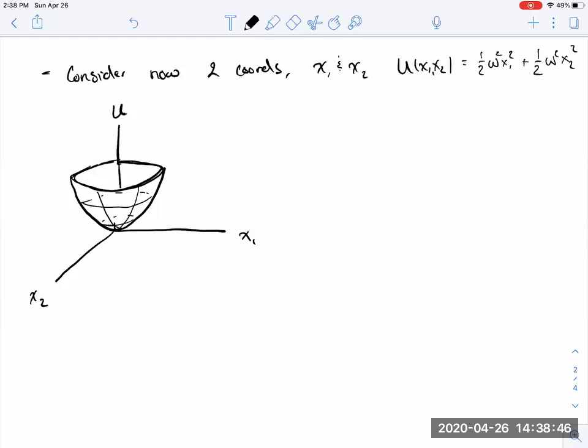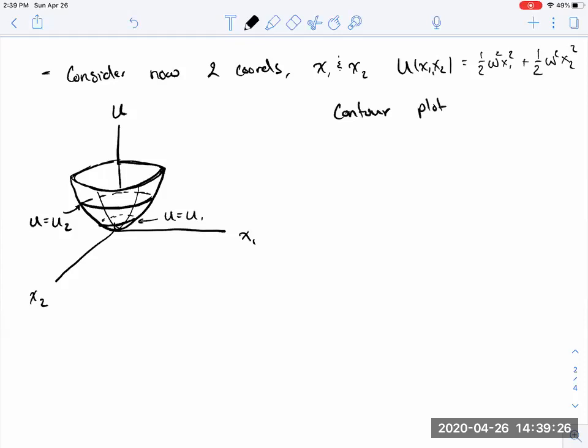So these lines are lines of constant potential. That is a line with u equals u1, for example. This line would be a line of constant u equal to u2. So that presents us with another simple way of representing that potential, as a contour plot.